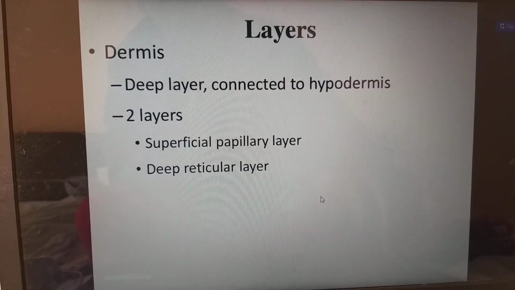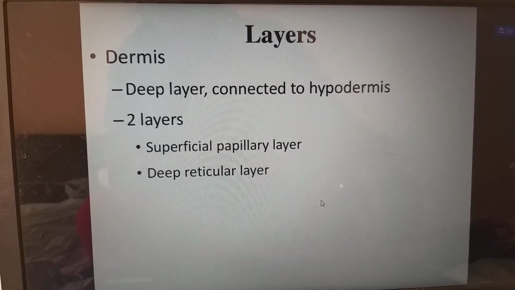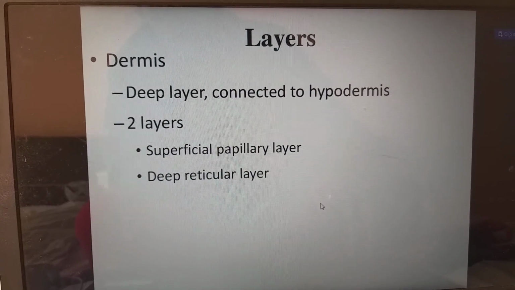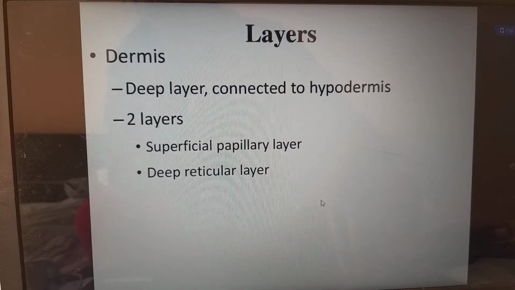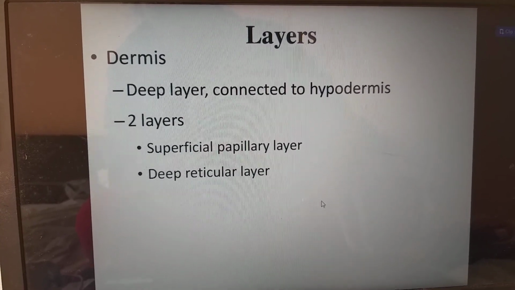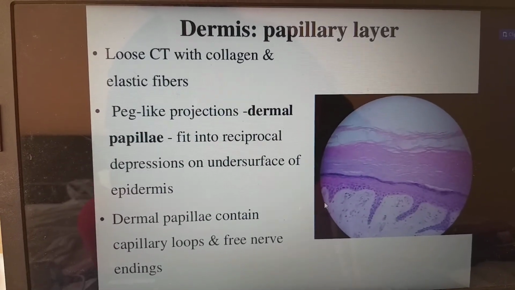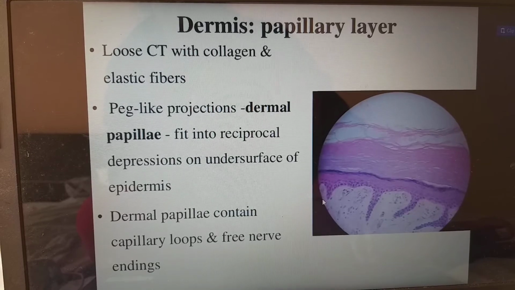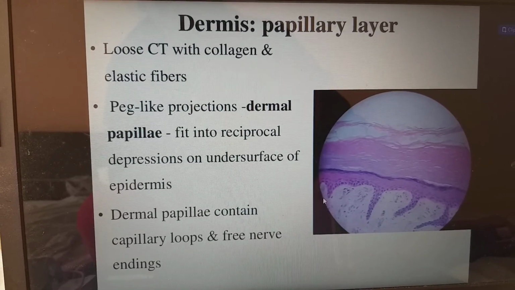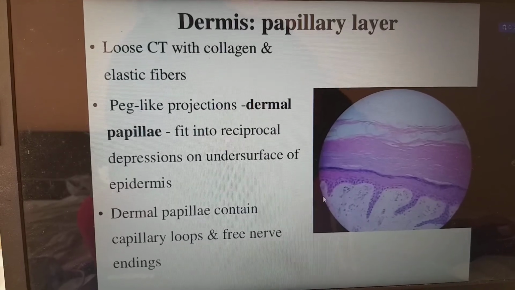We have the dermis, a deep layer connected to the hypodermis, and it is again divided into two layers: superficially the papillary layer and deep the reticular layer. Reticulating means very straight fibers are there in that. Coming to the dermis, the papillary layer is the superior layer of the dermis. It has loose connective tissue with collagen and elastic fibers.